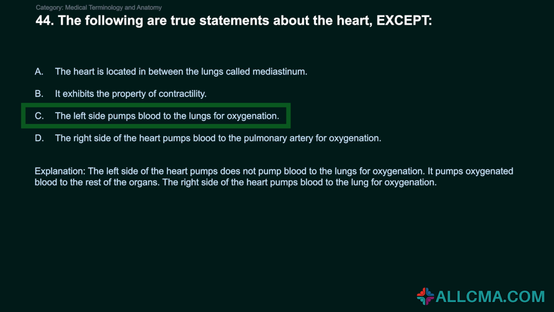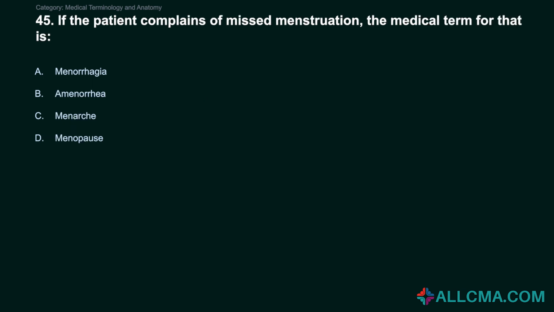The left side of the heart does not pump blood to the lungs for oxygenation. It pumps oxygenated blood to the rest of the organs. The right side of the heart pumps blood to the lung for oxygenation.